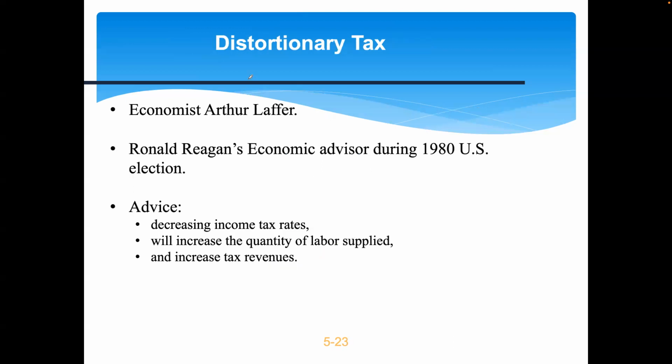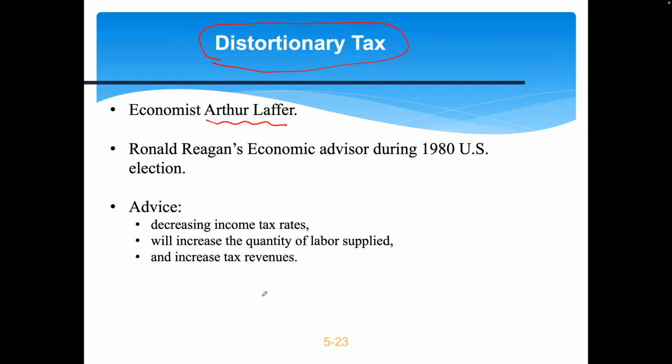Now we move to the third case study to understand distortionary tax, and how distortionary tax changes the competitive equilibrium. Here we are going to study a theory that was proposed by Arthur Laffer, who was President Reagan's economic advisor during the 1980 US election. President Reagan was famous for his economic policy, and sometimes we call it Reagan economics.